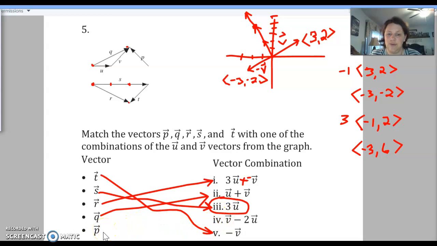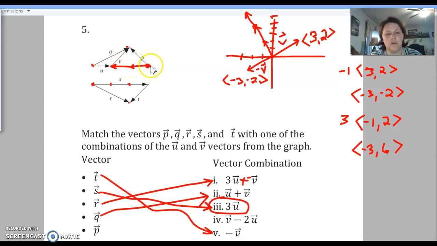Then obviously we know what p is, but let's look at it just in case. So p is equal to v minus 2u. A -2u would be a vector that is twice as long as u, but pointing in the exact opposite direction. So if I drew in 2 vectors here, the length of u, but pointing in the exact opposite direction, now we want to add those two together. So we've got v and then minus 2u.